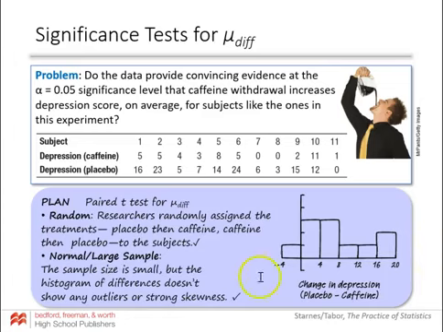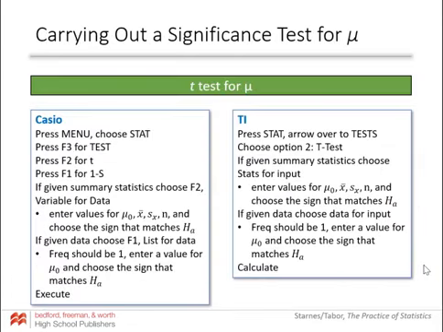Okay, check conditions. Random condition, it told us that the treatments were randomly assigned. Because it's an experiment, we don't need to worry about 10%. And so for the normal large sample, we need to draw a graph. Again, they drew a histogram. I would stick with the box plot. It's the easiest one. Okay, and here are your calculator steps.